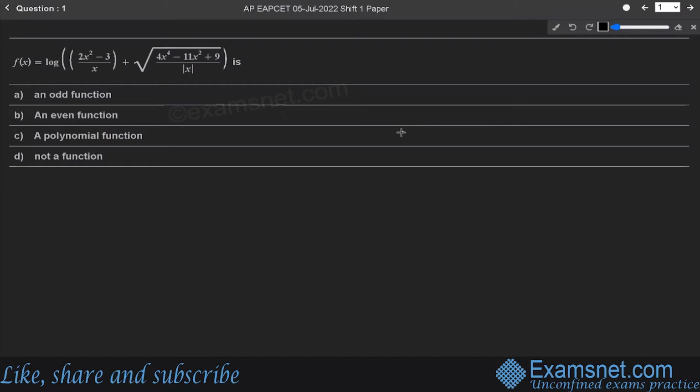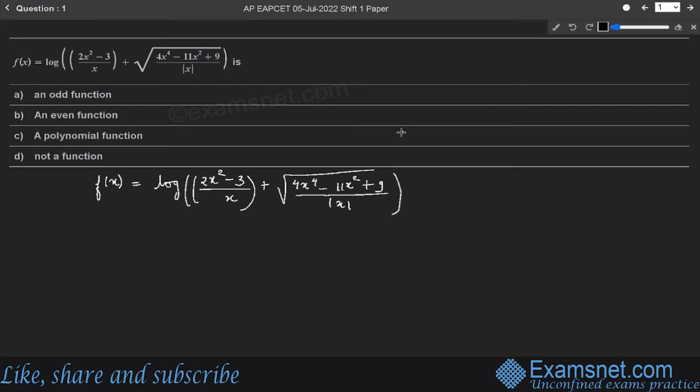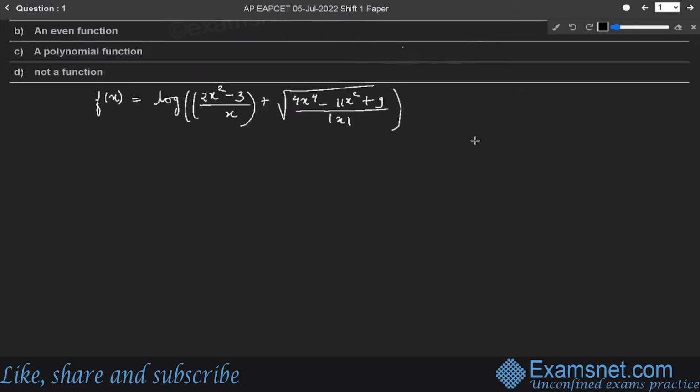Let's start this session. Here is a question. Function f of x is equal to log of (2x square minus 3) divided by x plus under root of (4x power 4 minus 11x square plus 9) divided by modulus of x. We have to find its property and then find which kind of function this is. Whether it is an odd function, even function, polynomial function, or it is not a function.